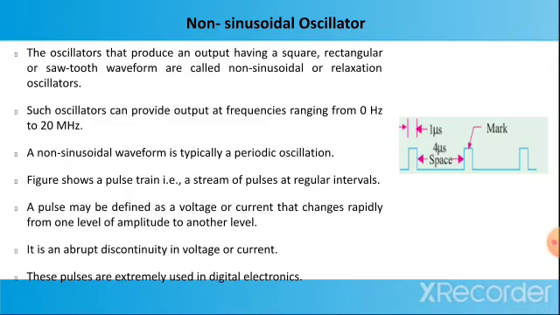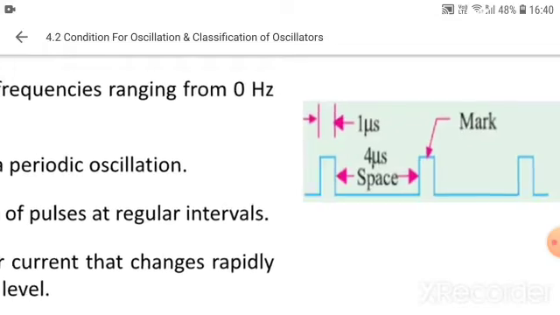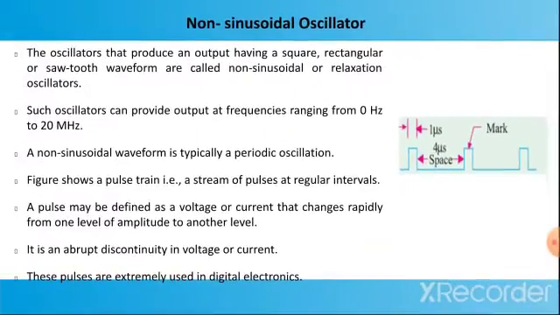The figure shows a pulse train. It is a stream of pulses at regular intervals, means each pulse is equally spaced. A pulse may be defined as a voltage or current that changes rapidly from one level of amplitude to another level. It is an abrupt discontinuity in voltage or current. These pulses are extensively used in digital electronics.